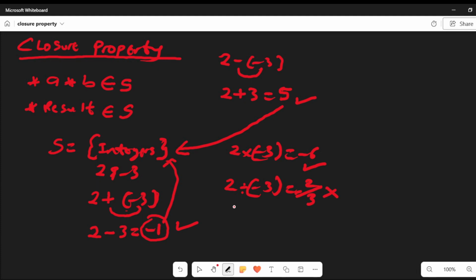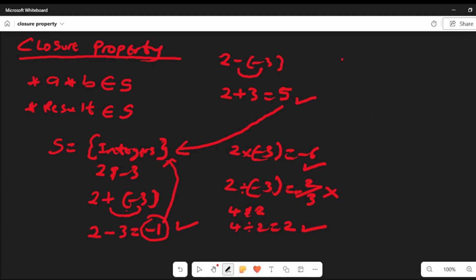Suppose we are given another pair of integers, for example 4 and 2. Now 4 divided by 2 is 2, and this 2 is an integer, a member of set S. So set S is closed under the operation 4 divided by 2 because the result is also an integer. So set S is closed here under division.